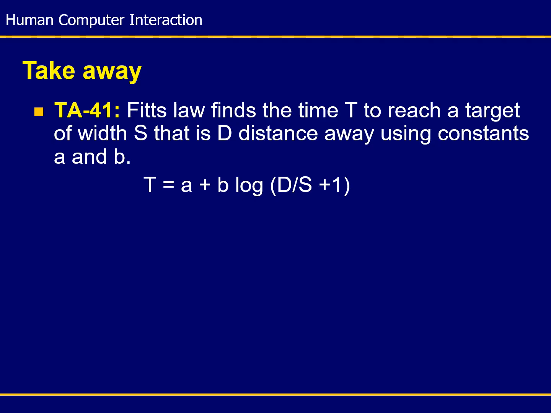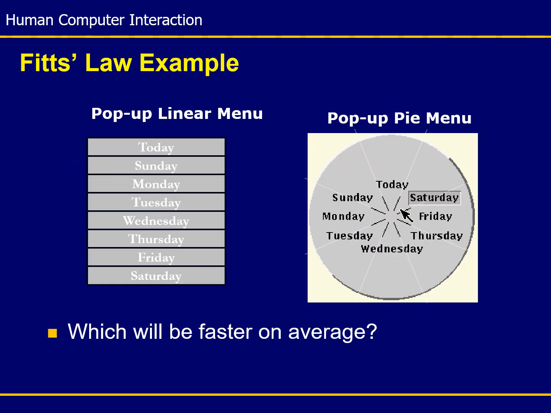So the takeaway is that Fitts' law will find you the time to reach a target of width S that is distance D away, using the constants A and B. And as I mentioned before, I cannot overstress the importance of Fitts' law. So let's see some applications of Fitts' law in HCI and why I'm putting all this stress on it. Here is one classical example of the utilization of Fitts' law.